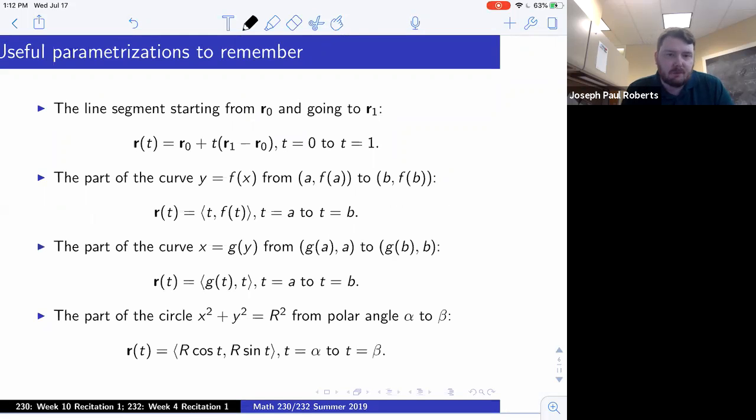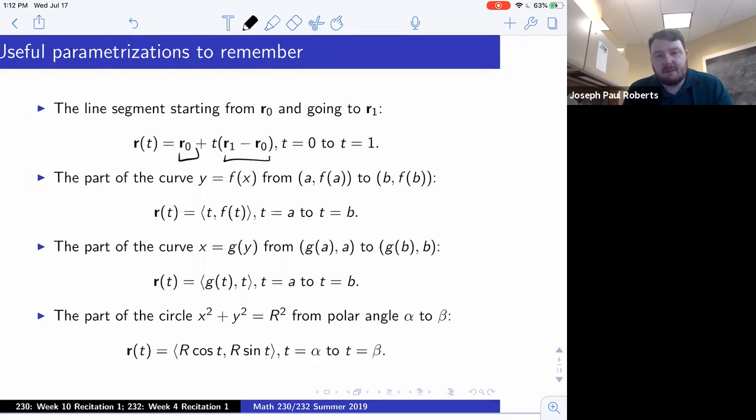So the first one would be a line segment. If you want to go from a point with position vector r0 to a point with position vector r1, well, if you think back to chapter 12, the ingredients for a line, you need a point and a direction. So the direction is going to be the displacement vector between these 2 points, which is just going to be the difference in these displacement vectors relative to the origin. And then your point, of course, you could do r0. So there are other combinations. You could do r1 plus t times r1 minus r0.